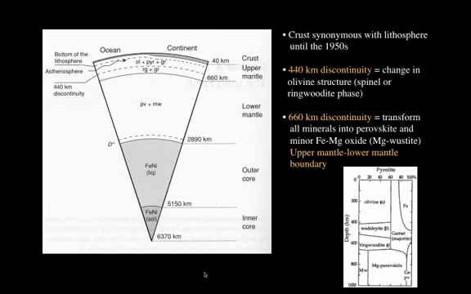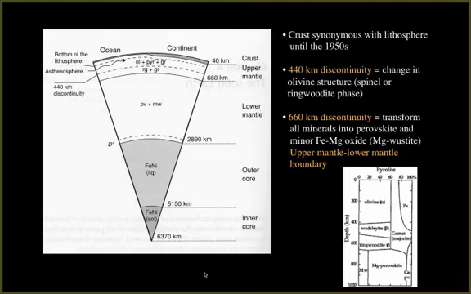The 440-kilometer discontinuity is the depth at which we see a change in the olivine structure to a spinel or ringwoodite phase. And the 660-kilometer discontinuity is where we have a transformation of all minerals into a perovskite and minor iron magnesium oxide, so magnesium wüstite. And that 660-kilometer discontinuity forms the boundary between the upper mantle and the lower mantle.